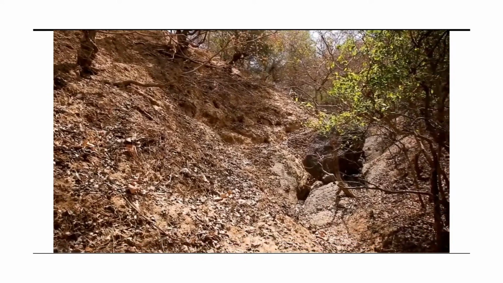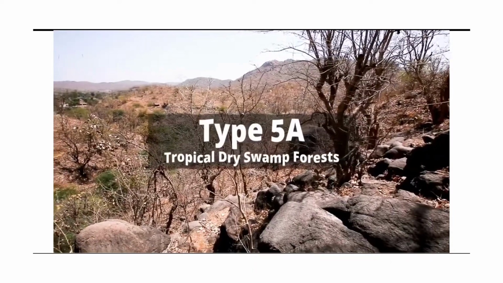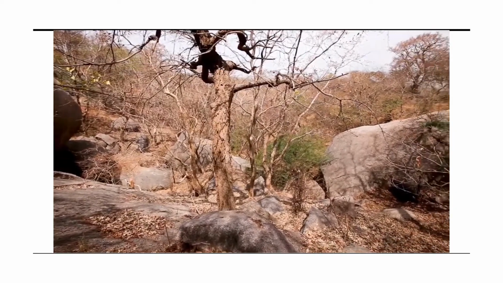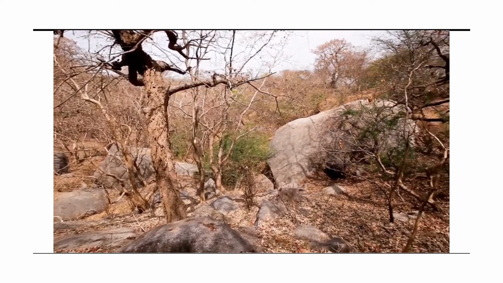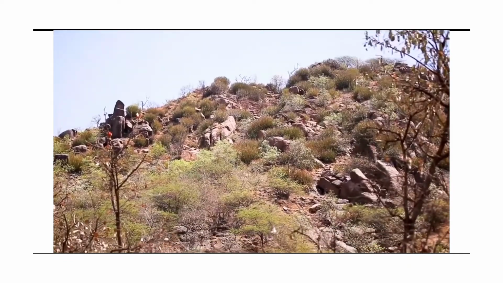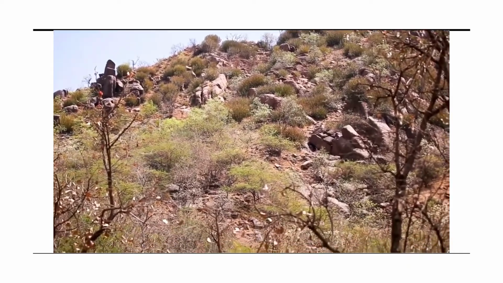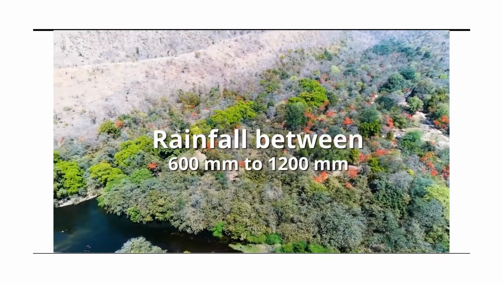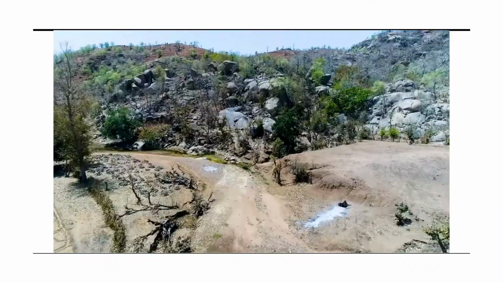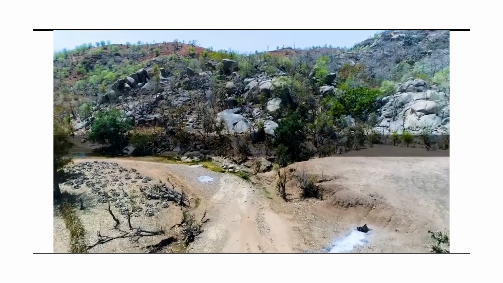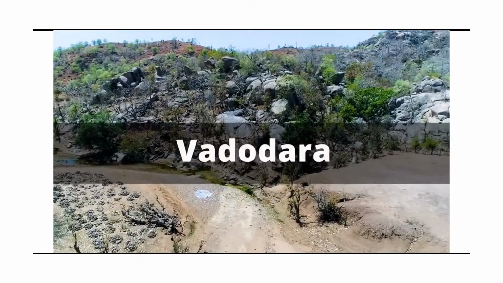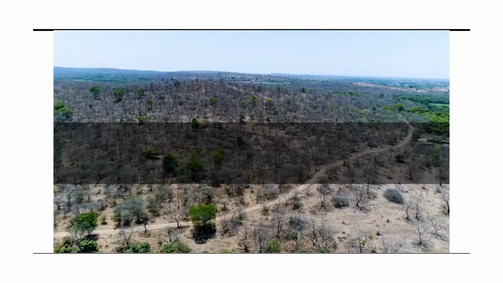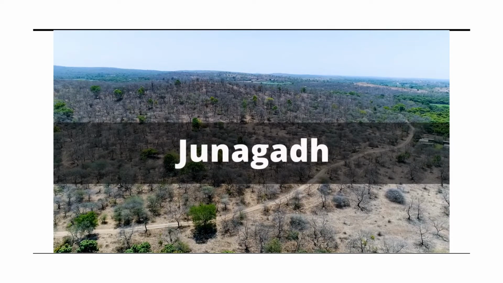The third type of the forest, type 5A, tropical dry deciduous forests, known as TDFs, are found in severe and extremely variable climates characterized by low annual rainfall. These forests thrive in the regions having the rainfall between 600 mm to 1200 mm and are found in the central part of the state in the districts of Bharuch, Vadodara, Panchmahal, Sabarkantha in the north and parts of Saurashtra in the districts of Amreli, Junagadh and Jamnagar.